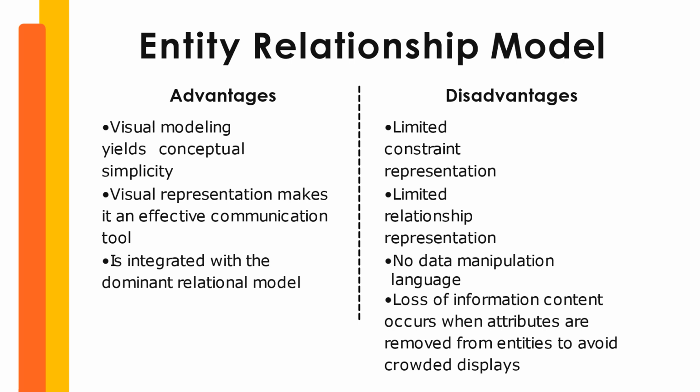For the disadvantages, it has limited constraint representation and also limited relationship representation. We also don't have a data manipulation language, and the loss of information content occurs when attributes are removed from entities to avoid crowded displays. And as we have seen in the previous three examples of the entity relationship diagram, we have omitted the attributes from our diagram.